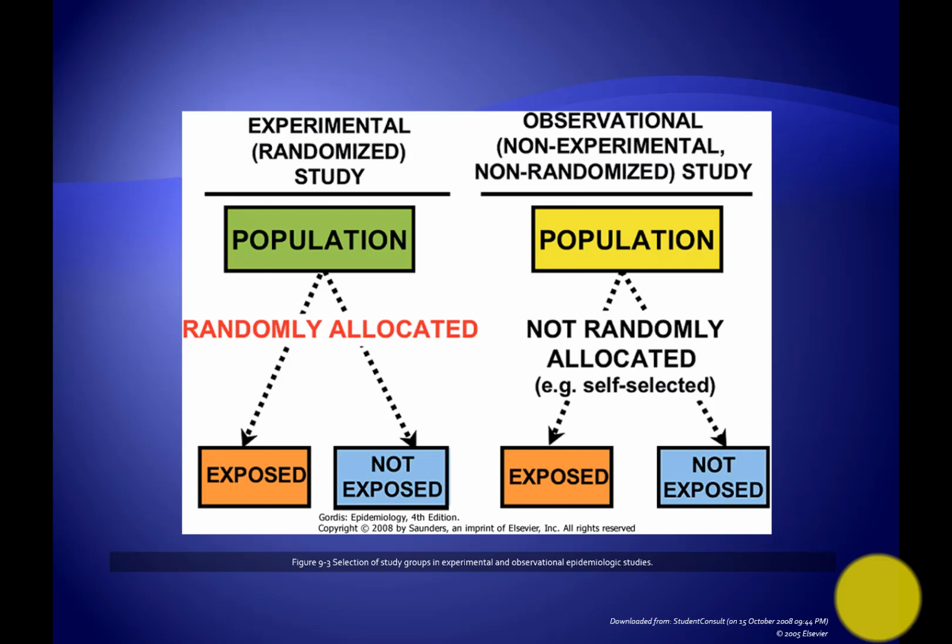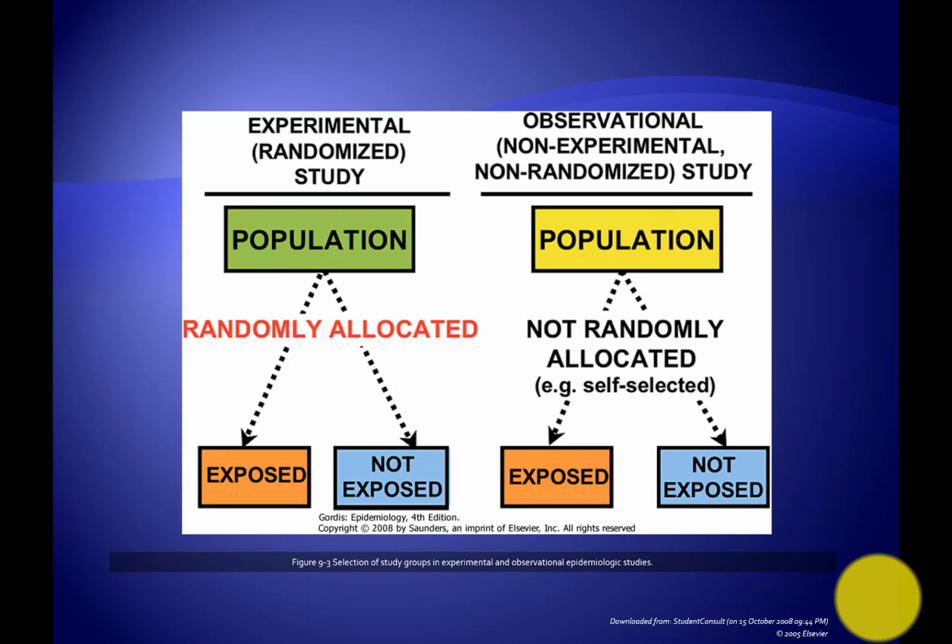In this figure, you can see the difference between experimental or randomized studies and observational or non-experimental studies. So they both start with a certain population of interest in mind, but as you can see, the main difference is that in the experimental design, we randomly allocate participants to either an exposed or not exposed group. Think of a drug evaluation trial. On an observational study, on the other hand, we do not randomly assign participants into groups.